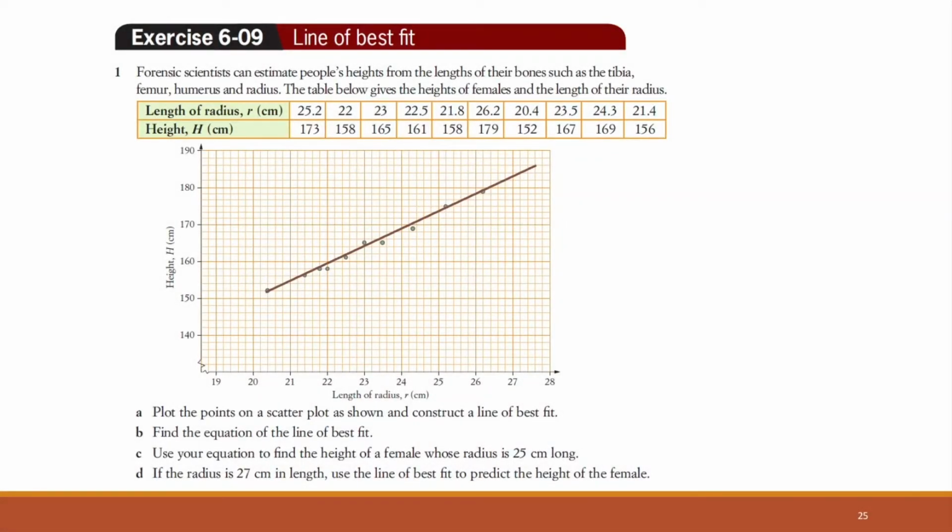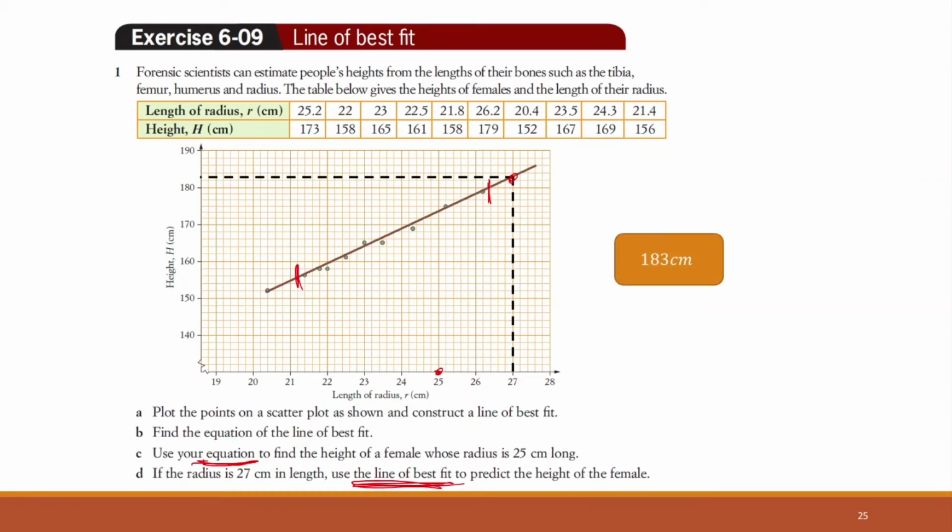Okay, lastly, radius is 27 centimeters in length. Use the line of best fit to predict the height of the female. So I've extended the line here. Previously we had to use the equation. Now we're using the line of best fit. Previously, I think we did 25. So that's within the data set. So that's interpolation. 27 centimeters is outside the data set. So it's extrapolation. So for 27 centimeters, we find the line, 183 centimeters.